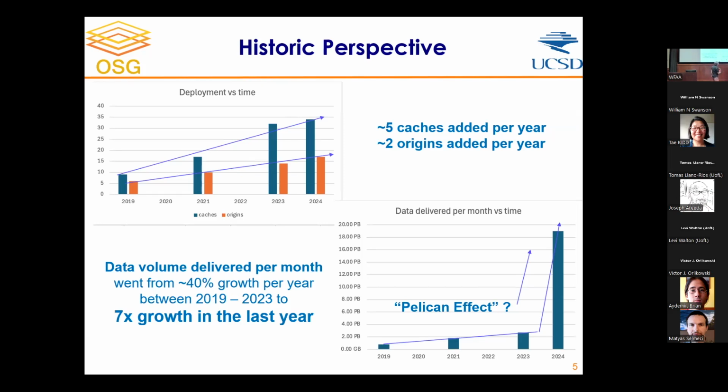What isn't at all linear, and it was linear for a while. So from 2019 until 2023, we roughly grew amount of reads by about 40% a year. 40% a year is actually not bad. It's a pretty impressive growth. But whatever happened in the last year is just astronomical. We grow in the last year by factor 7.